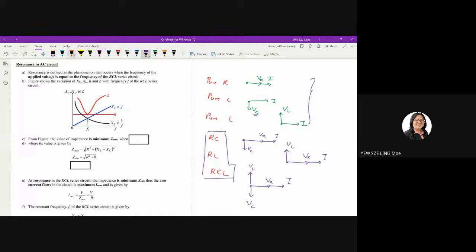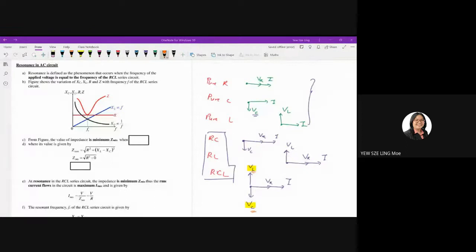The thing you have to be careful about is the magnitude of VC and VL. Why? Because you are looking at a phasor diagram, and a phasor is a vector. So when it comes to a vector, what does it mean? The length of the vector represents the magnitude. So if your VL is larger than VC, then the length of the arrow for VL should be longer than VC. But if the magnitude of VC is larger, then the length of the arrow for VC should be longer than VL. So keep that in your mind.